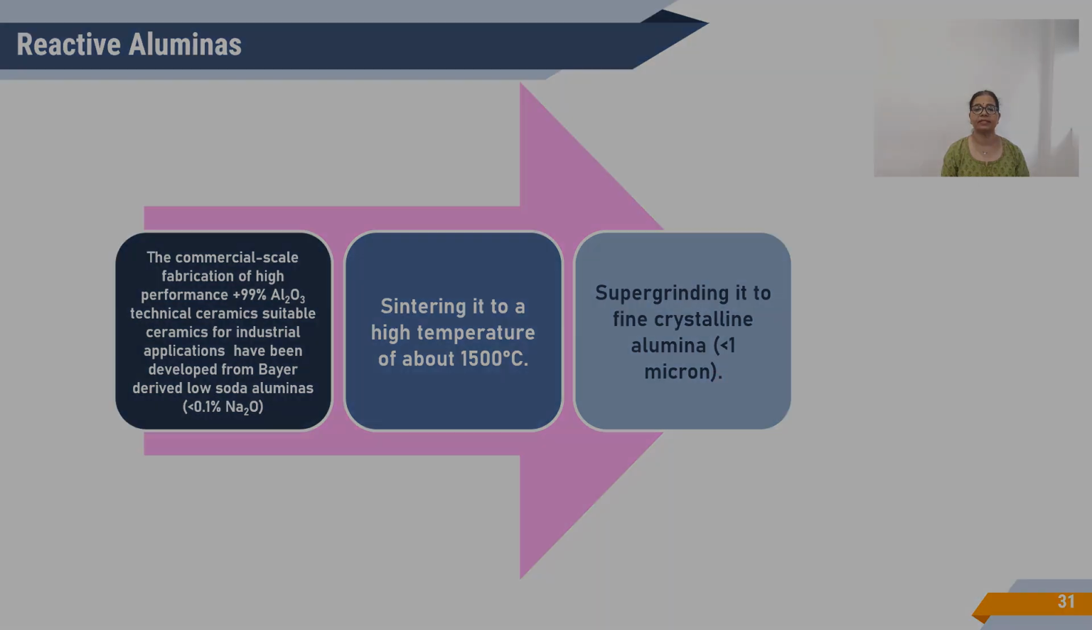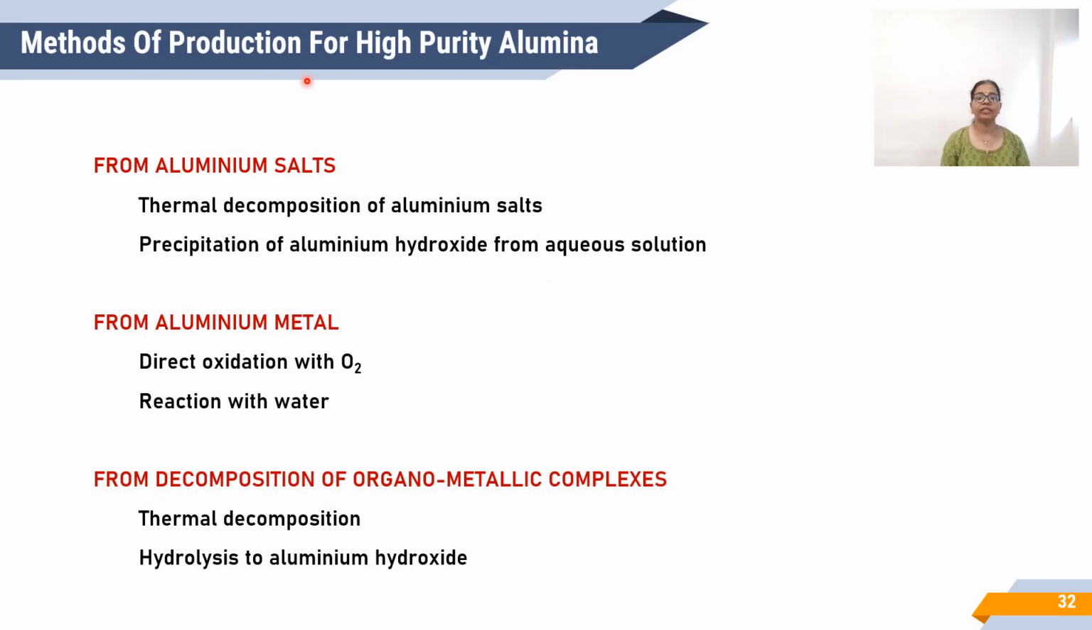The other category is high purity alumina, and the methods of production are: from aluminium salts, that is thermal decomposition of aluminium salts and precipitation of aluminium hydroxide from aqueous solution; from aluminium metal, that is direct oxidation with oxygen and reaction with water; and from decomposition of organometallic complexes, that is thermal decomposition and hydrolysis to aluminium hydroxide.